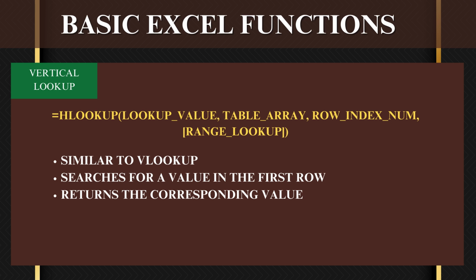Lookup_value is the value we want to look up. Table_array is the range or table that contains the data we want to look up. Row_index_num is the row number in the table_array from which you want to retrieve the value. Range_lookup is an optional argument that specifies whether you want an approximate or exact match, true for approximate, false for exact.